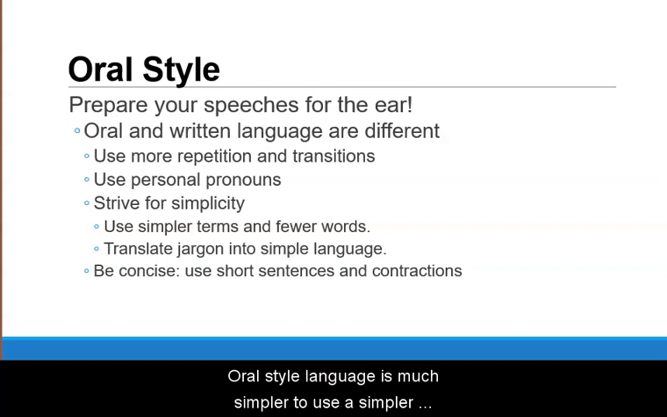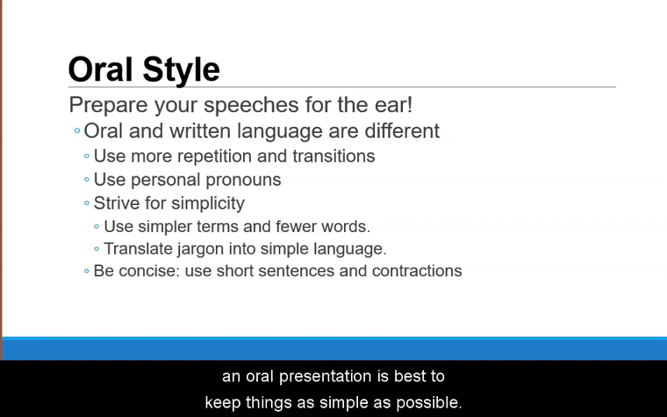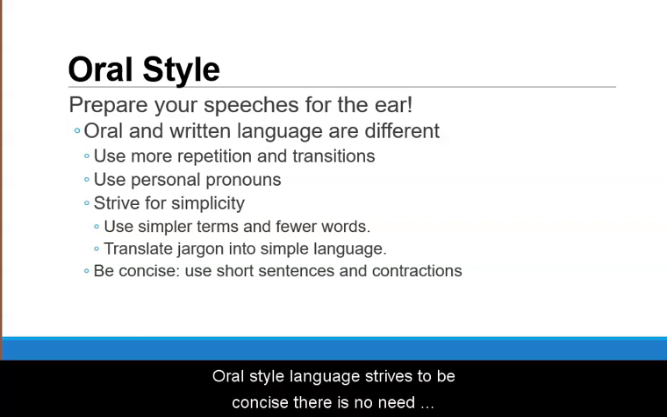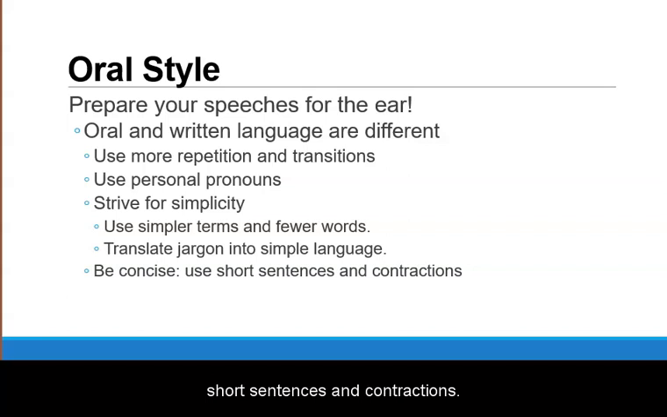Oral style language is much simpler. It uses simpler terms and fewer words. No one wants to listen to a speech with a lot of verbiage, so whenever you are giving an oral presentation, it is best to keep things as simple as possible. Oral style language strives to be concise. There is no need for long tangents or expansions. It's best to use short sentences and contractions.